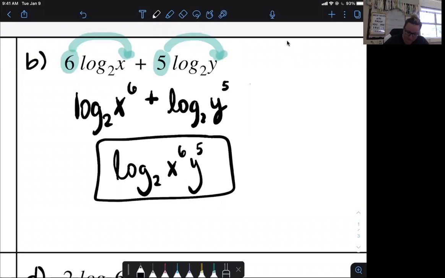All right, so you should have brought that 5 to be the exponent of y, so log base 2 of y to the 5th. Then we combine those into one log, since we have 2 separate logs with the same base that are being added together. So we keep it log base 2 of x to the 6th times y to the 5th, and there's nothing to simplify further.